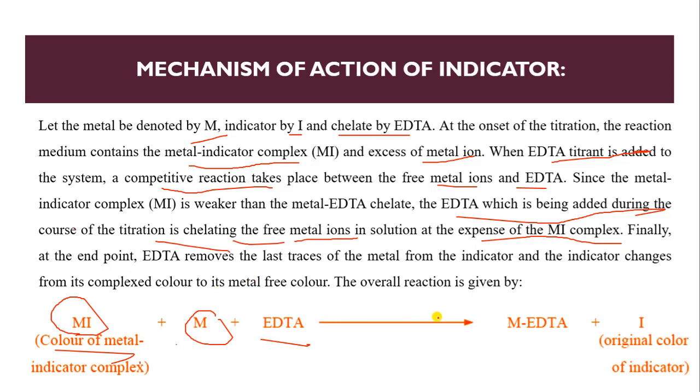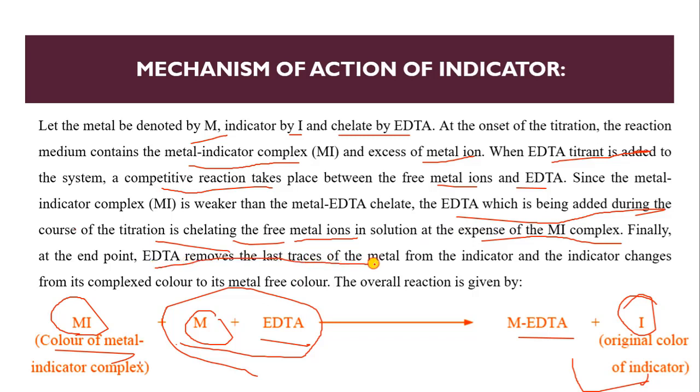So finally, at the end point, these two will react to form M-EDTA, and the indicator I will produce its original color. At the end point, EDTA removes the last traces of metal from the indicator, and the indicator changes from its complex color to its metal-free color. So the overall reaction is given by this.